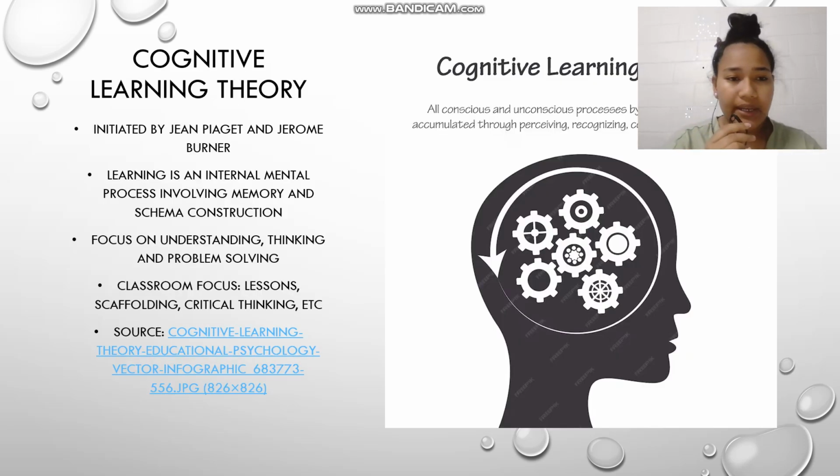Cognitive learning theory was founded by Jean Piaget and Jerome Bruner. It is known as an internal mental process involving memory and schema construction. It focuses on understanding, thinking, and problem solving. Some of the classroom focus is lessons, scaffolding, and critical thinking. Mainly, this cognitive learning theory focuses on the student's brain or mind.